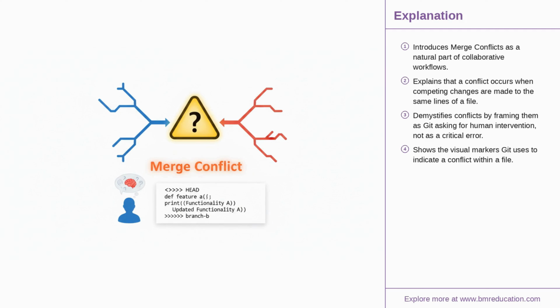But what happens if you and a teammate change the exact same line of code in the same file? When you try to merge these changes, Git will pause and report a merge conflict. This isn't an error, it's Git asking for your help.